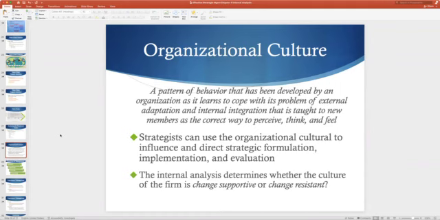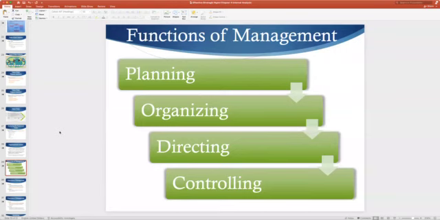Then we move on to our managers. Now I'm going to jog your memory here from your principles of management class. Those areas that all managers must excel in is right here. The functions of management. All managers should know how to plan. They should know how to organize. They should know how to effectively direct and also control. So let's take a look at those 4 different functions of management.